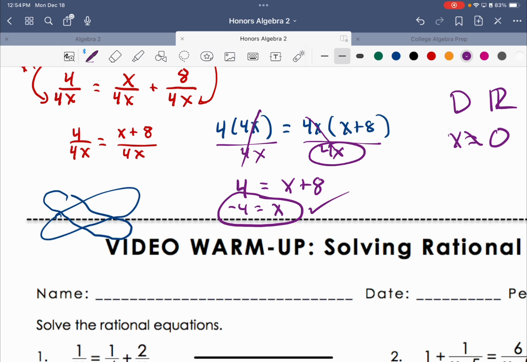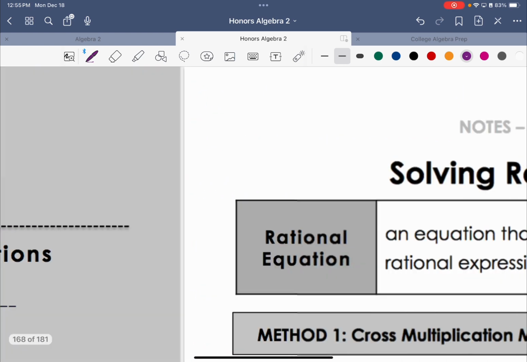But you always need to check to make sure that the solution you have is part of the domain. If it's not part of the domain, it can't be a solution. And that's going to happen, where you get something and, man, that doesn't work because it makes that denominator 0. So you always have to check. It's what's called an extraneous solution. It looks like it's okay, but it's not. Okay? So let's look at another one.